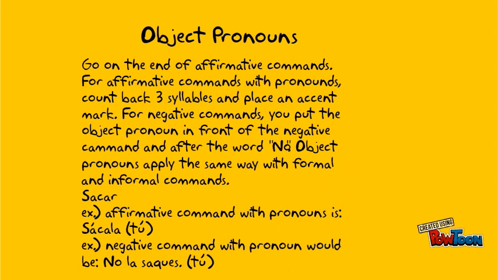Object pronouns go on the end of the affirmative commands. For affirmative commands, the pronouns count back 3 syllables from the end and place an accent mark. An example of that would be sáquela. Add the accent mark on the A next to the S.